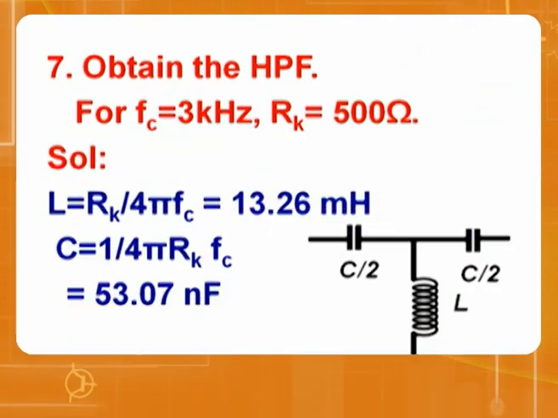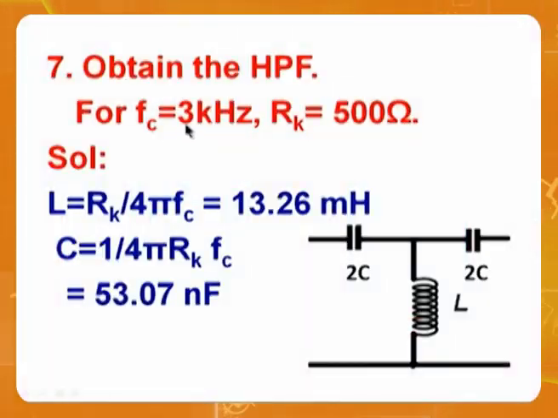Next, 7th problem. Obtain a high pass filter for the cutoff frequency FC, RK is 500 ohms. So follow the formulas that we discussed earlier and then you will get this value. What I am trying to say is, once you get C, don't put that C. You have to multiply with 2C. So this is what the high pass filter design is about.